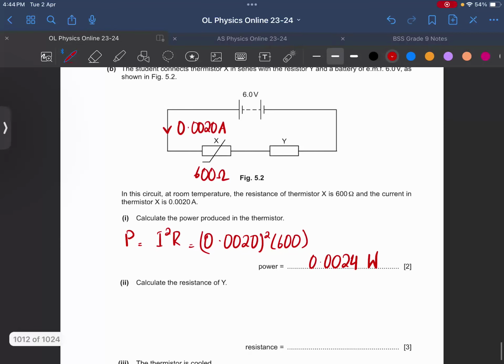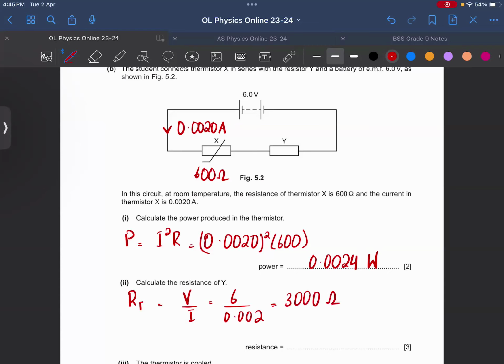Now the resistance of Y. What will we do for the resistance of Y? You guys know the voltage. You guys know the current. So you can first find the total resistance. So yeah, straight V over I. So 6 is the voltage, I is the current. So you can find the total resistance. Okay. This turns out to be 3000 ohms.